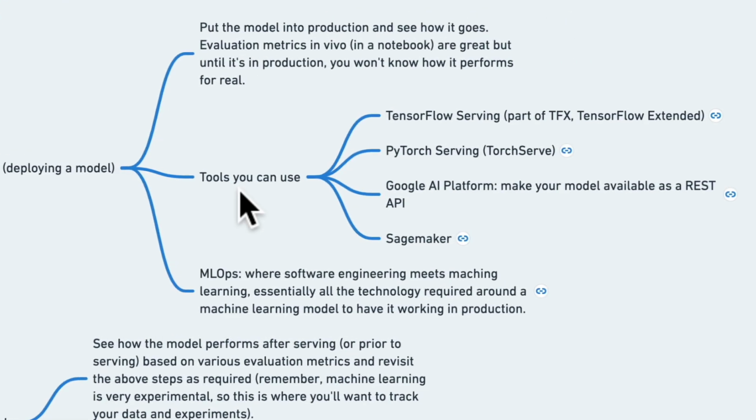Now, tools that you can use to do this. Again, this space is rapidly evolving, so chances are if you're watching this video in a few months, these might be outdated. But right now, TensorFlow Serving is going to be really good, PyTorch Serving, Google's AI Platform, where you can make your model available as a REST API, and SageMaker, which is Amazon Web Services' machine learning deployment tool.